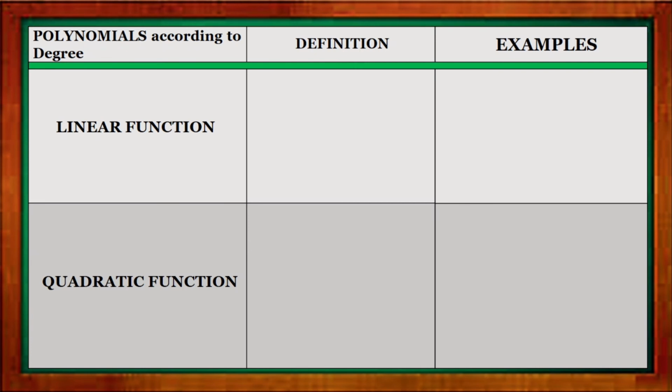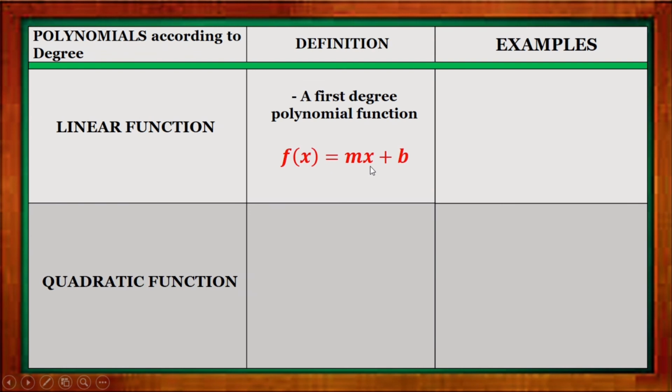But let us first define what is linear function. So a linear function is a first degree polynomial function. When we say first degree polynomial function, it is a function wherein it has the highest exponent of 1. Again, a linear function has the highest exponent of 1. And it can be defined as f of x equals mx plus b, wherein mx is our linear term and b is our constant term.